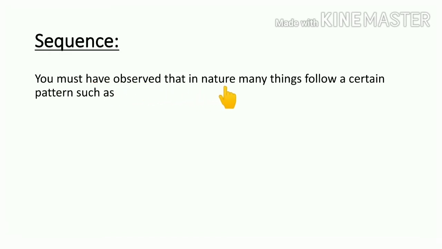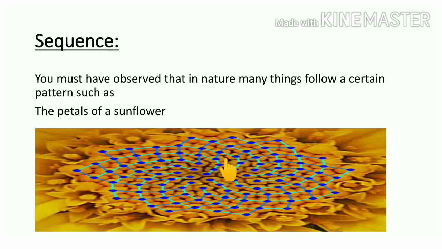You must have observed that in nature, many things follow a certain pattern. Now if you see the petals of a sunflower, have you observed the petals of a sunflower, children? You might have seen that the petals follow a certain pattern. Pattern means, if you have observed carefully, every other petal of the sunflower is of the same shape and size. Means a pattern is being followed. There might be certain petals around the central part of some similar size, then around it another size, then around it, and in this way, a pattern of the petals is observed in a sunflower.